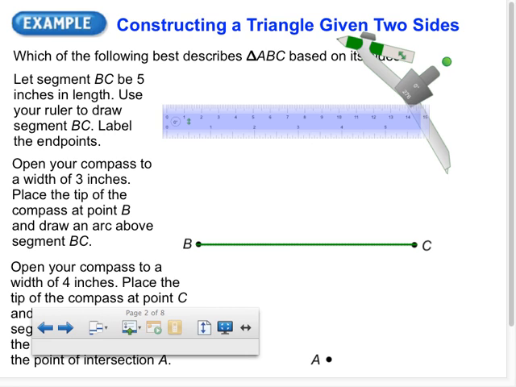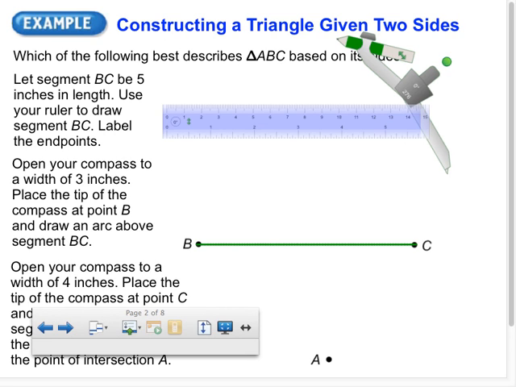You're going to take the spike and put it on the end point, and you're going to make your arc. You can move your paper to make the arc, or you can move your wrist to make your arc. It's just a light arc. It doesn't have to be terribly dark. We're just using these as reference points to draw our triangle. So I'm going to go ahead and demonstrate this on the smart board.